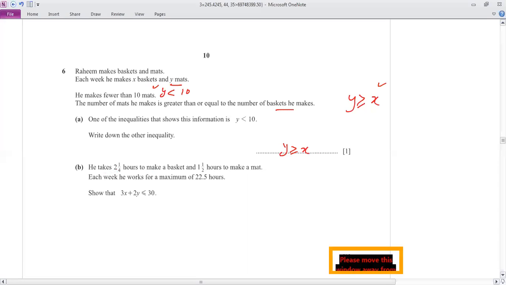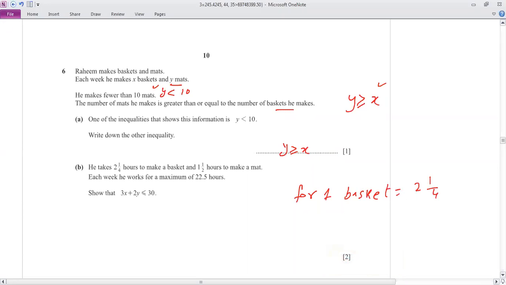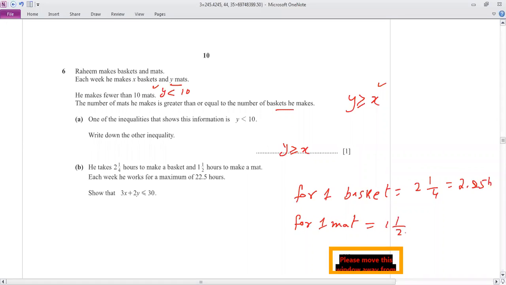Okay. He takes 2 quarter hours to make a basket and 1.5 hours to make a mat. Time for one basket is 2 quarter, meaning you can say 2.25 hours. And time for one mat is 1.5 hours.